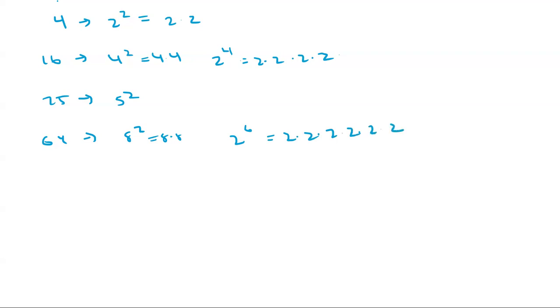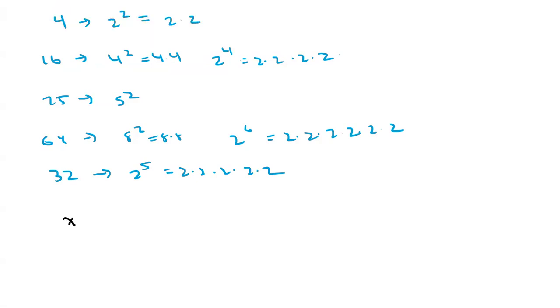So why don't you try this one? How can I rewrite 32? All right, so again, 32 is equal to 2 to the 5th, which is 2 times 2 times 2 times 2 times 2.